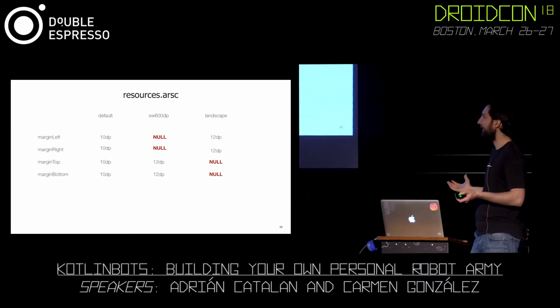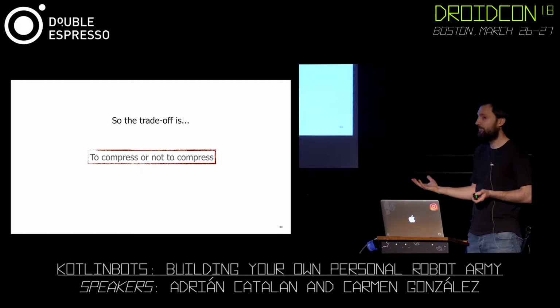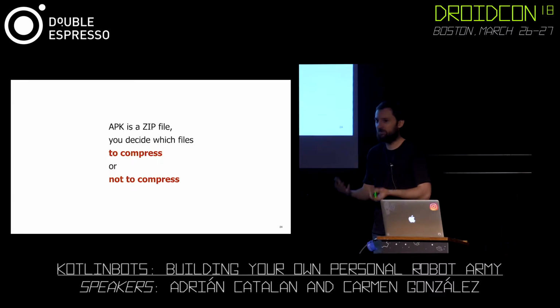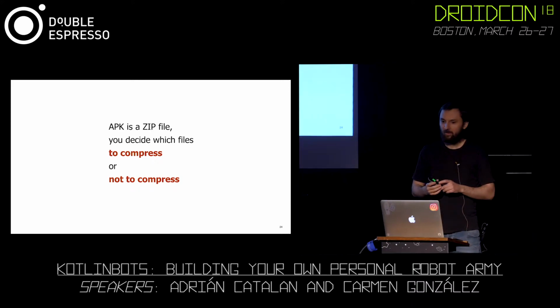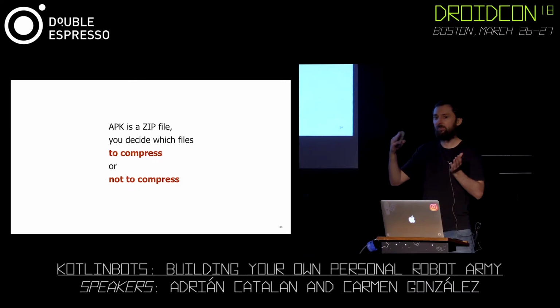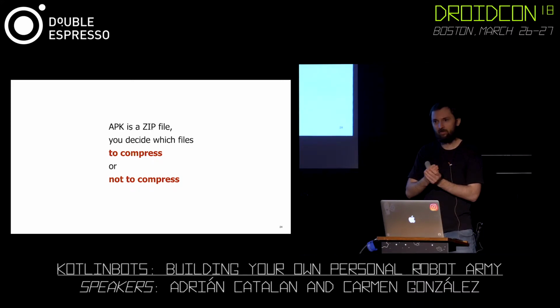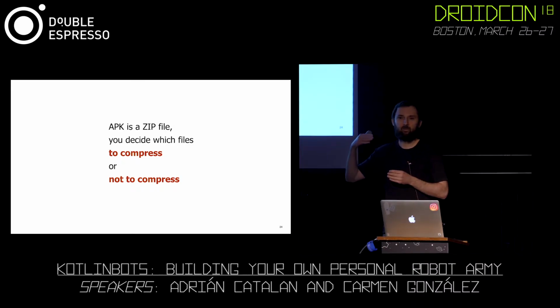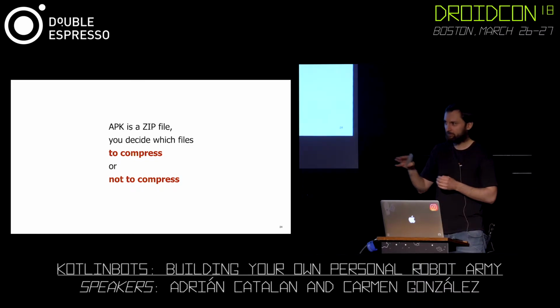So what can you do with this file? You can compress it or not compress it. APK is a zip file, and you decide which files to compress or not to compress. I'm not sure if this is clear. When you have a zip file with lots of files in it, every file will have additional metadata. And this metadata will contain a flag whether this file is compressed or not.